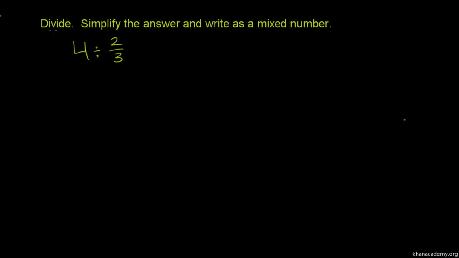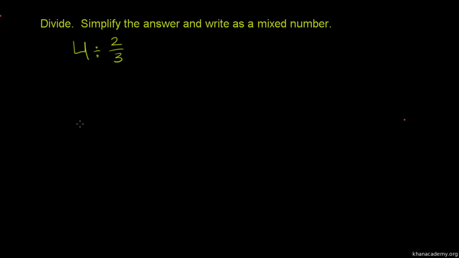Phambi kwethu Divide and simplify the answer and write it, I guess, write as a mixed number. So we have 4 divided by 2/3. And we've seen when you divide by the fraction, it's the same thing as multiplying by its reciprocal.